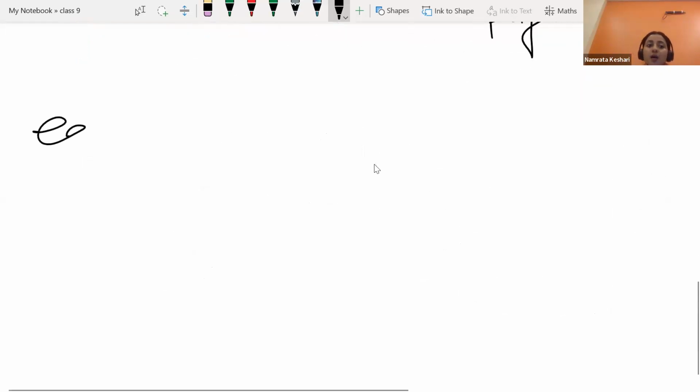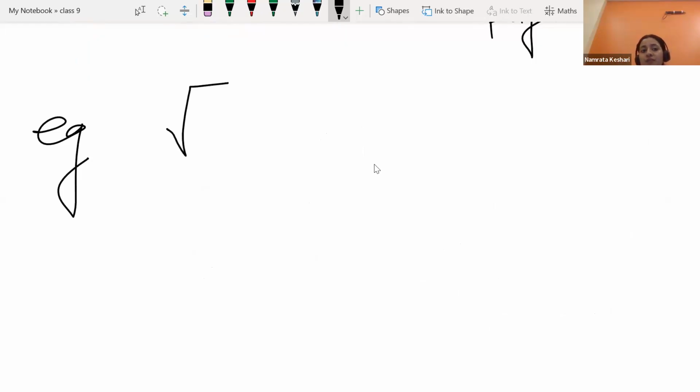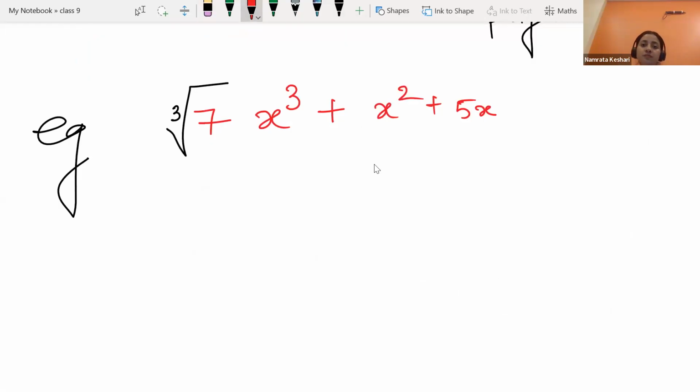Now, the next example, which I must add over here, is if you are having cube root of 8 or maybe cube root of 7, x cube plus x square plus 5x. Is it a polynomial?